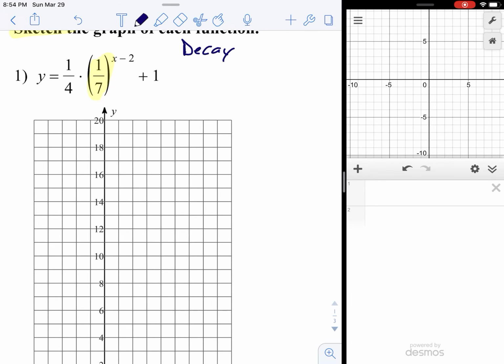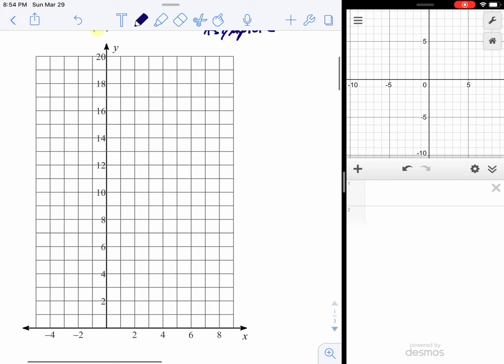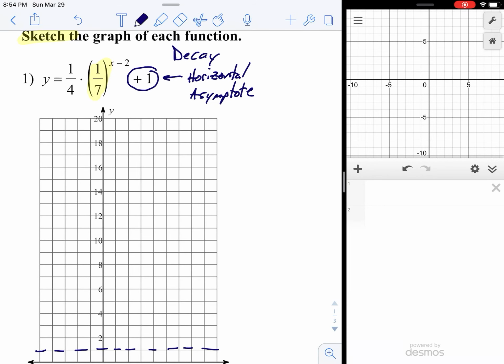If you are asked about an asymptote, the number that is added or subtracted is the horizontal asymptote. Always. So whatever number is added or subtracted, that's the horizontal asymptote. And if there is no number added or subtracted, then the horizontal asymptote would be the x-axis, or 0. But anyway, that is the horizontal asymptote. When you go to graph it, you could actually sketch that in before you do anything else. A horizontal line at +1.